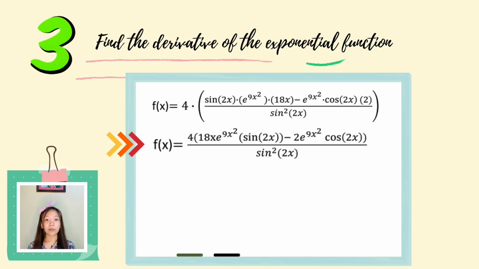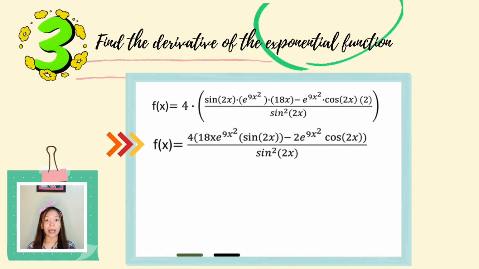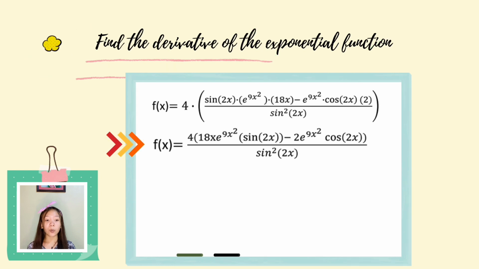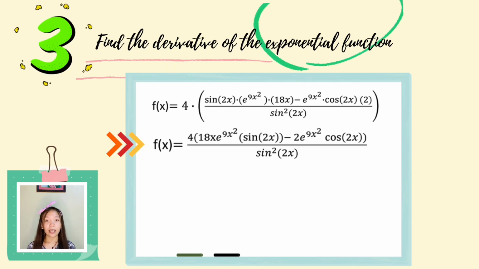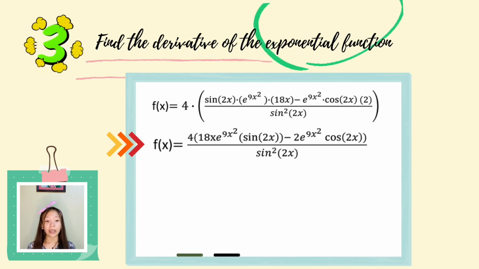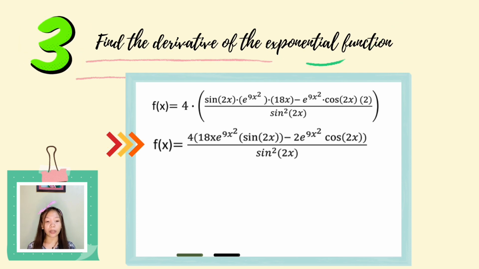Another step is we multiply everything we have at the parentheses. So we will be multiplying sine 2x to e to the power of 9x squared and to 18x. And we will be also multiplying e to the power of 9x squared, cosine 2x, and 2.